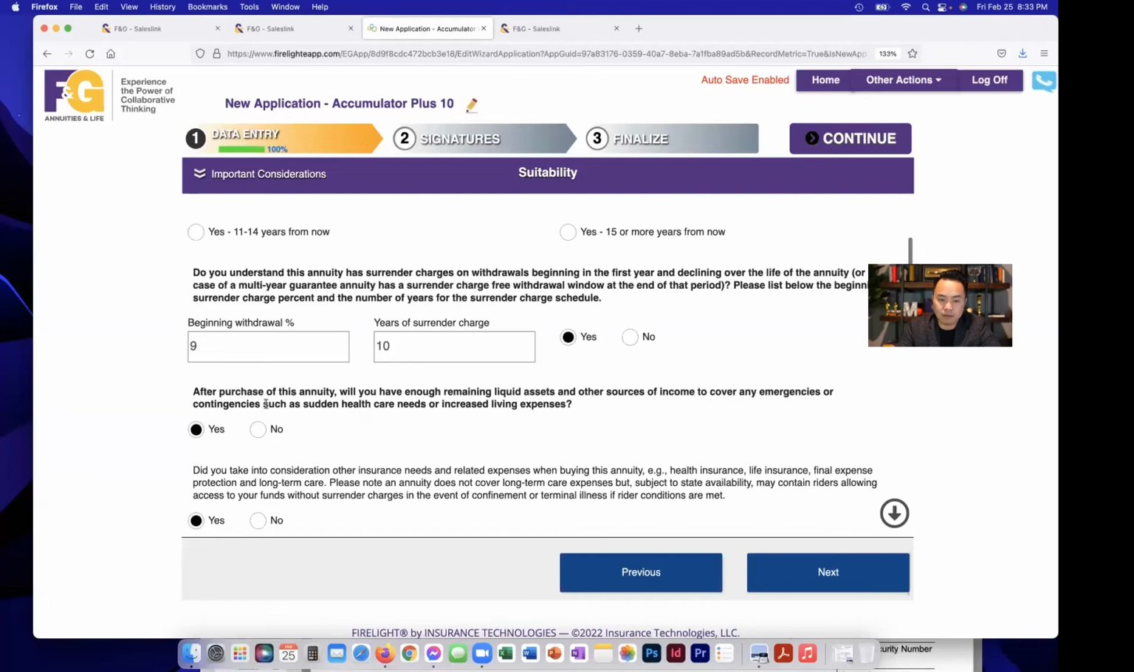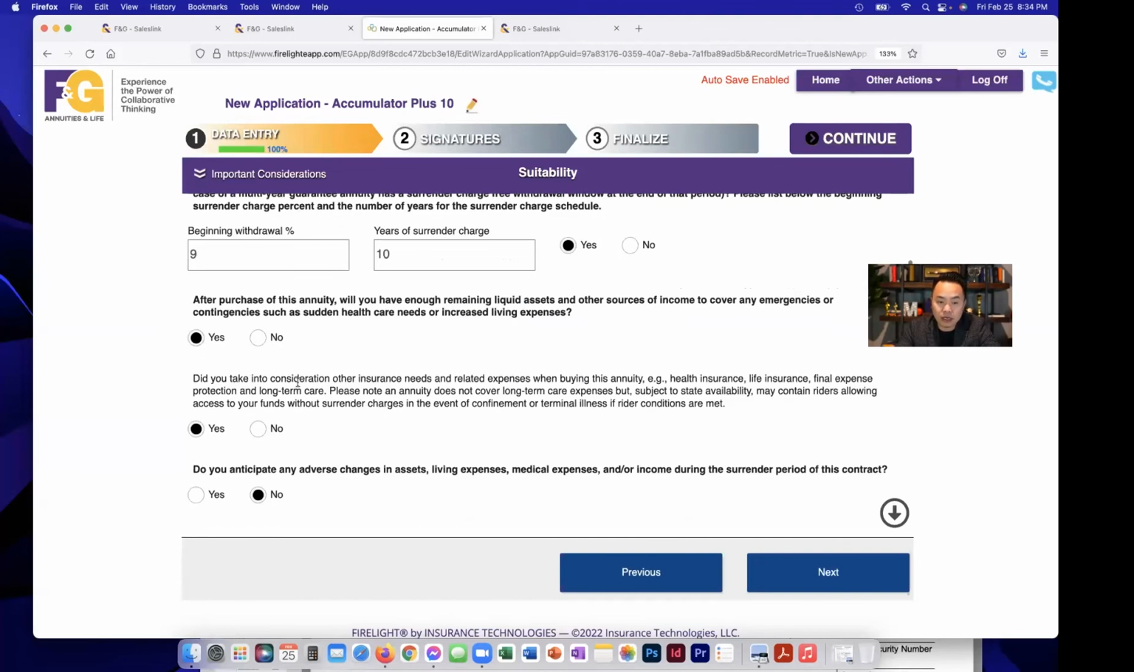Okay. After purchasing this annuity, do you have enough remaining liquid asset, meaning that money to use, to cover any emergency? That's what I said earlier. If you say no, then the policy's application is going to be declined. It's very important for suitability. You need to make sure they do not put all the money in your annuity. Okay.